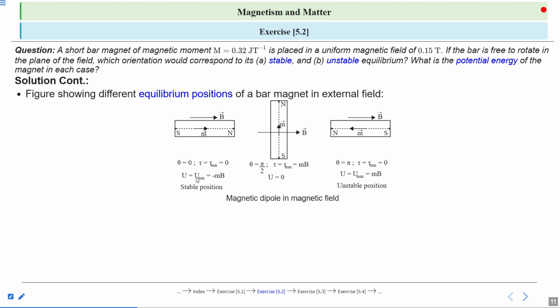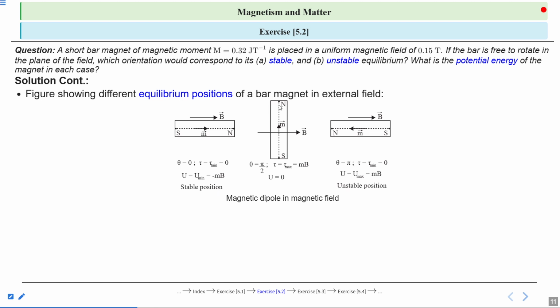But the magnetic potential energy is minus MB cos theta, and theta is 0, cos 0 is 1, so the magnetic potential energy will be minus MB. This is the most negative value of the magnetic potential energy, meaning the minimum value of potential energy. That means a stable position. The position at which potential energy is minimum is known as the stable position.